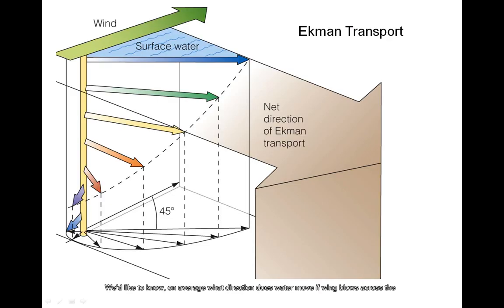Now, we'd like to know, on average, what direction does water move if wind blows across the surface of the ocean? And to figure this out, we'll simply average the movement of water at different depths from the Ekman spiral. And it turns out that, on average, water moves at a 90-degree angle to the wind. And that's to the right in the northern hemisphere, to the left in the southern hemisphere. Okay, this is known as Ekman transport and will be extremely important in figuring out how surface currents work in the real ocean.